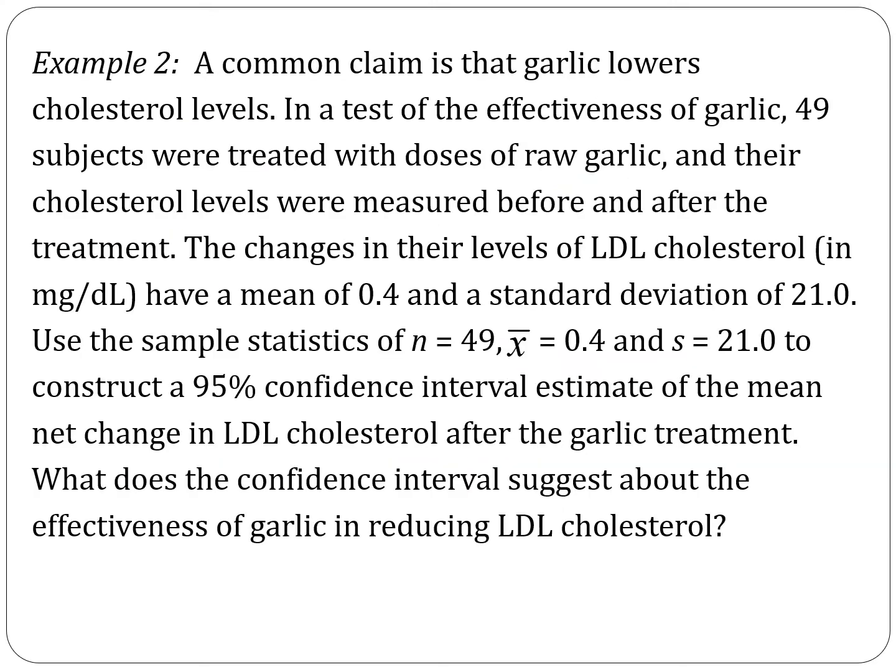Now let's do one of these confidence intervals, and this confidence interval is called a T interval. Common claim is that garlic lowers cholesterol levels. In a test of the effectiveness of garlic, 49 subjects were treated with doses of raw garlic. The changes in their levels of cholesterol have a mean of 0.4 and a standard deviation of 21. Use the sample statistic, so it's telling us this is a sample. We get n equals 49, that's our sample size. X bar, the result of a sample, and S is our sample standard deviation instead of sigma, to construct a 95% confidence interval estimate of the mean. What does the interval suggest about the effectiveness of garlic?